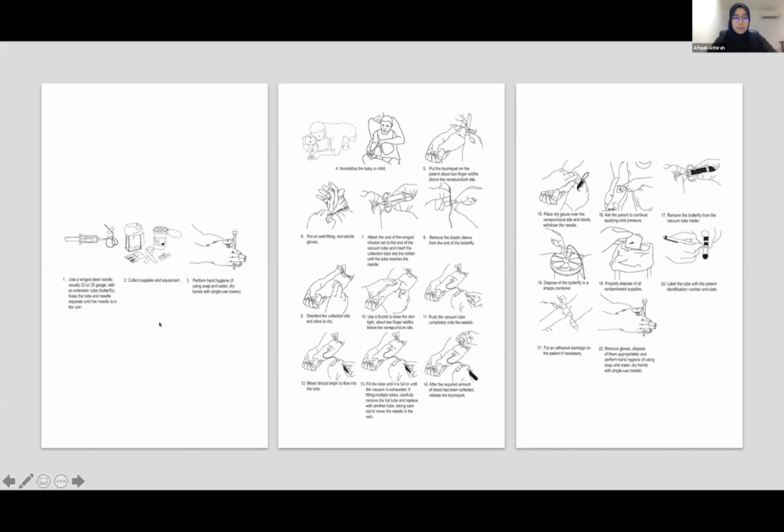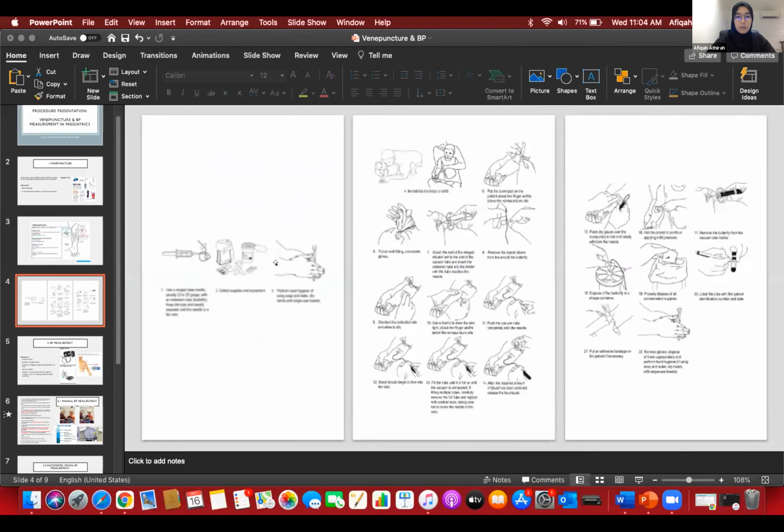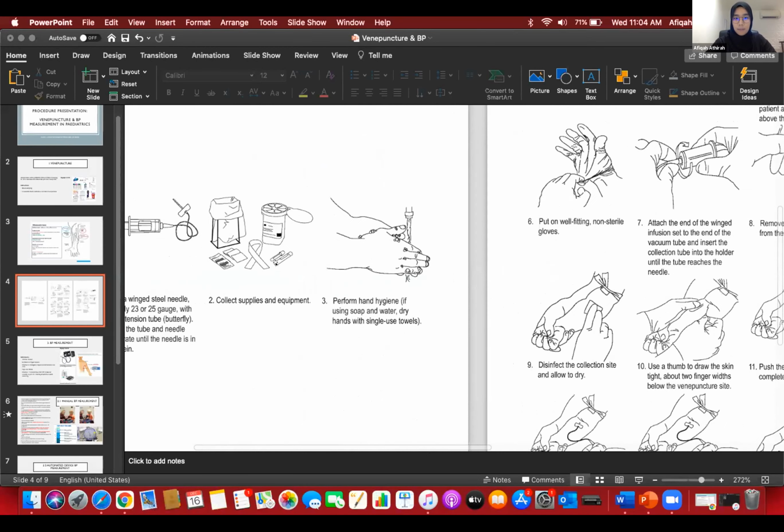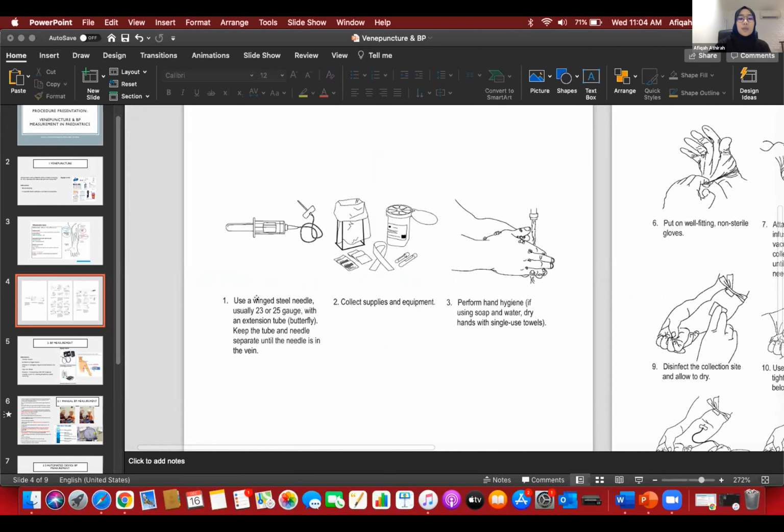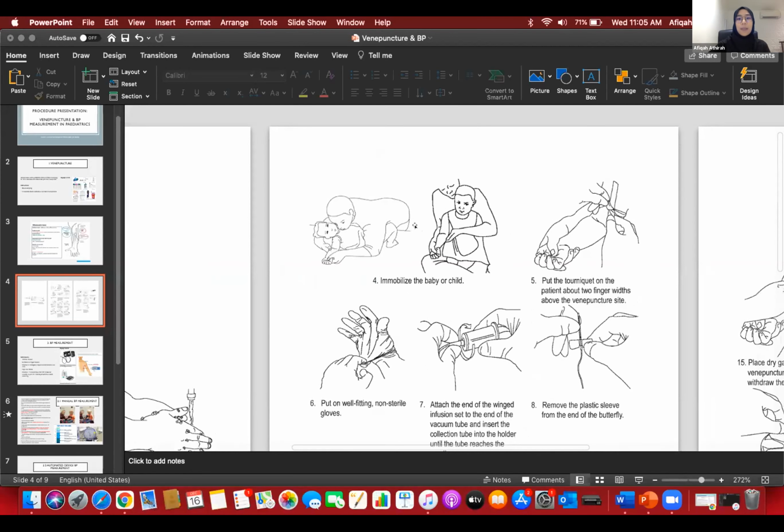So the steps. We use a winged steel needle, usually 23 or 25 gauge, with a butterfly extension. We keep the tube and the needle separated until the needle is introduced into the vein. So we prepare the equipment, we perform hand hygiene, and we may ask for assistance from the parents or any person in the room to immobilize the baby or child so that the child won't be moving around while the procedure is being conducted.